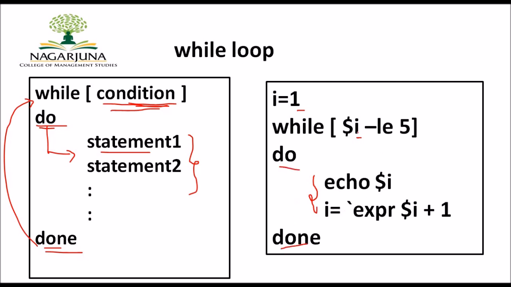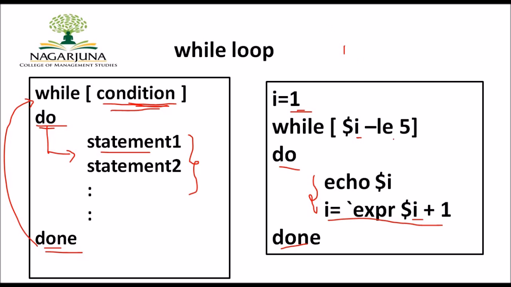Now since the condition is true, the first statement will be executed, displaying the value of I. What is the initial value of I? It is 1, and 1 will be printed. And now this is the statement which is used to increment the value of I. That means whatever the value of I we have, that is added with 1. So the value is incremented.